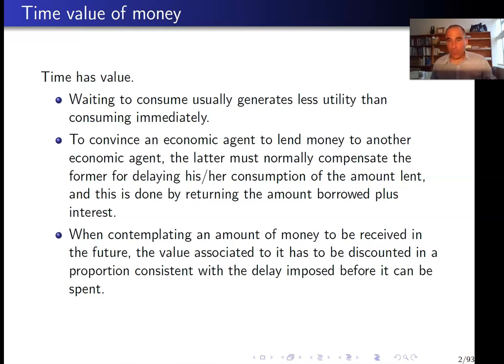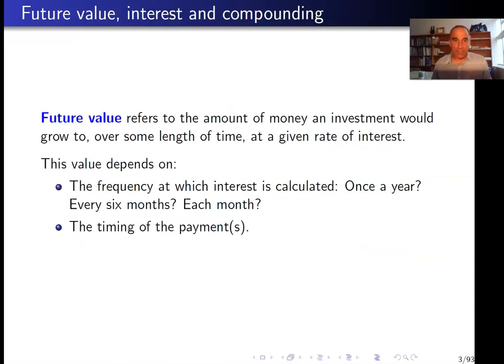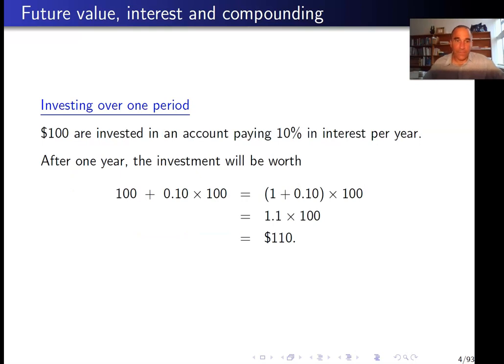In this chapter, we will be seeing future and present values of a lump sum payment, a one-time investment, as well as annuities, perpetuities, and growing annuities. First, future value. Future value refers to the amount of money an investment would grow to over some length of time at a given rate of interest. This depends on the length of time, the size of the interest rate, and the number of periods during which interest is calculated.